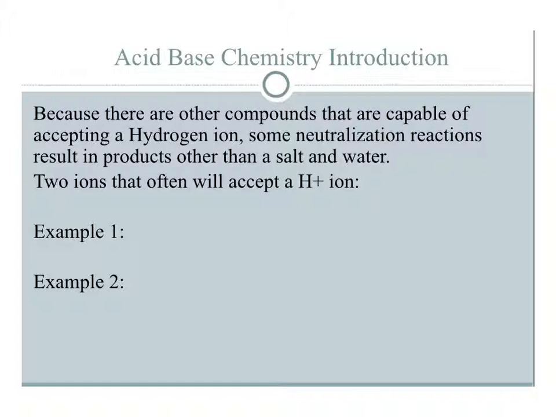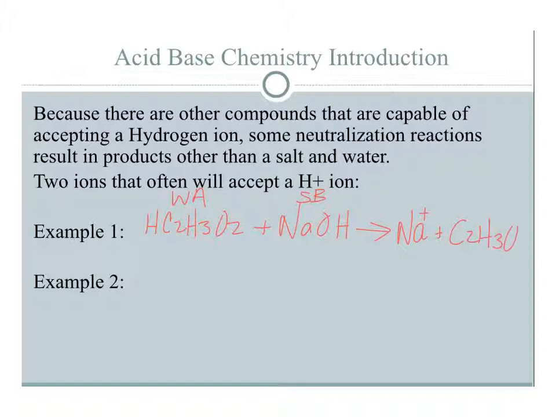And I'm going to give you a generic example first. So one is when we have a weak acid, as in acetic, and a strong base. So I'm just going to do WA for weak acid, strong base. And what's going to happen is this is going to produce Na plus C2H3O2 minus and H2O.